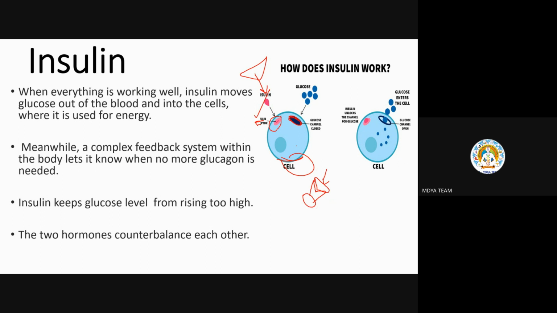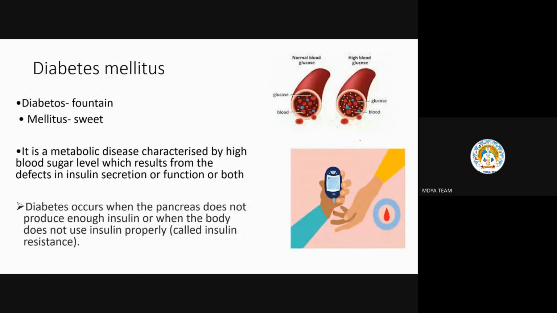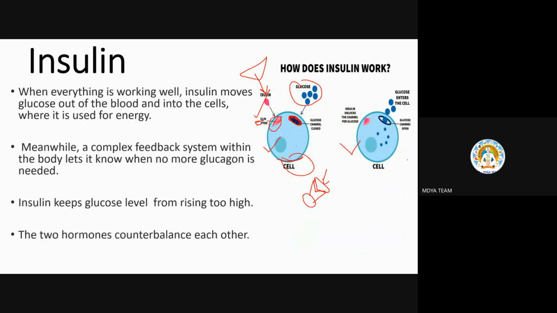Then the cell will work, because glucose is the main source of energy. So in the normal condition, this is the insulin receptor, and this is the glucose channel, which is closed for a while. Now this is glucose, which will be traveling in the bloodstream. Now we'll come to the condition.